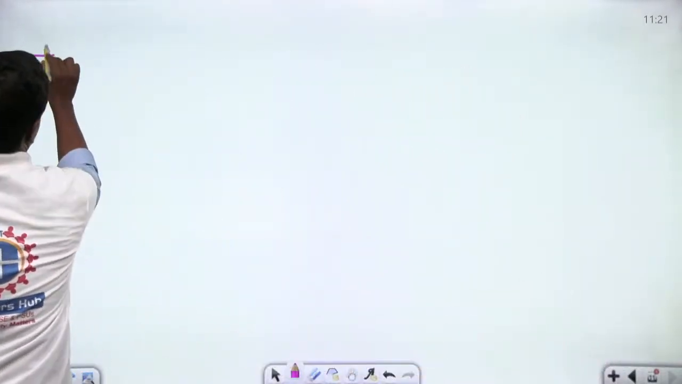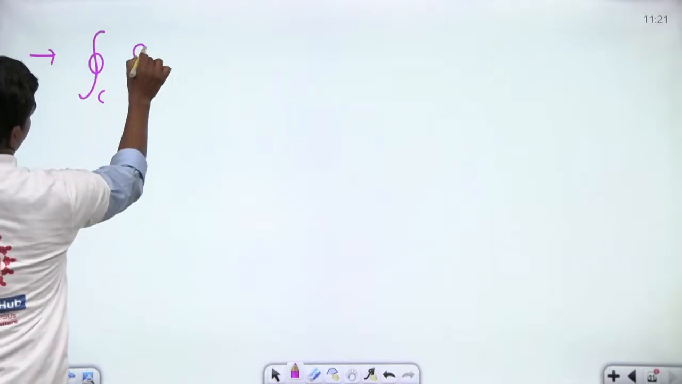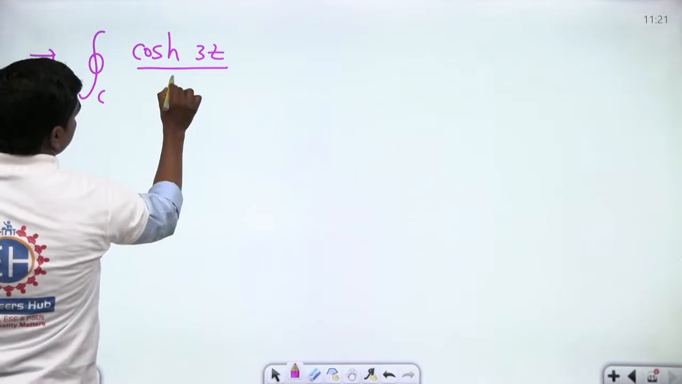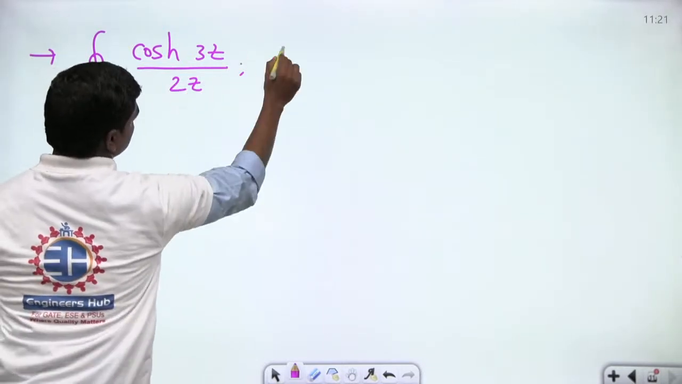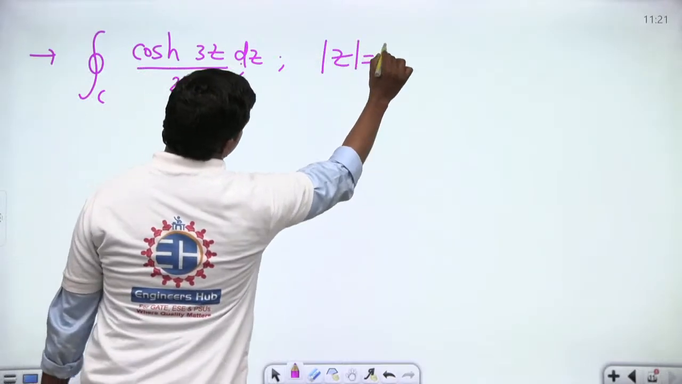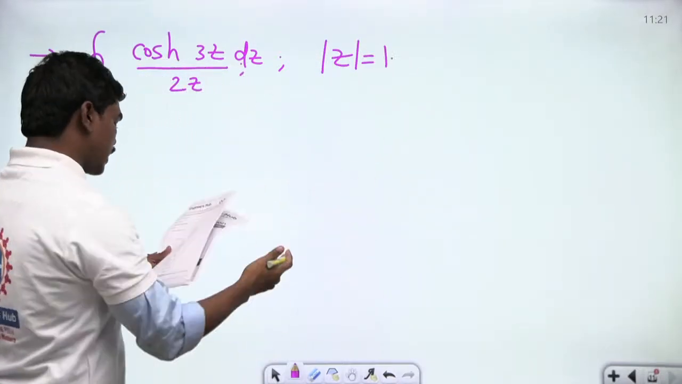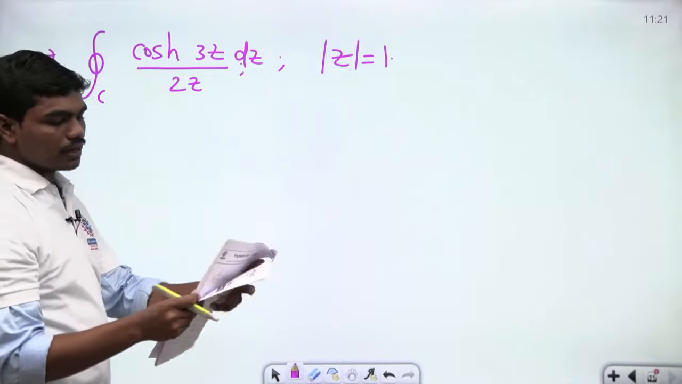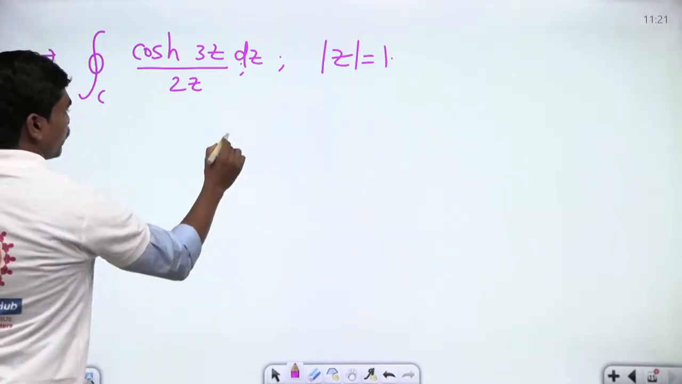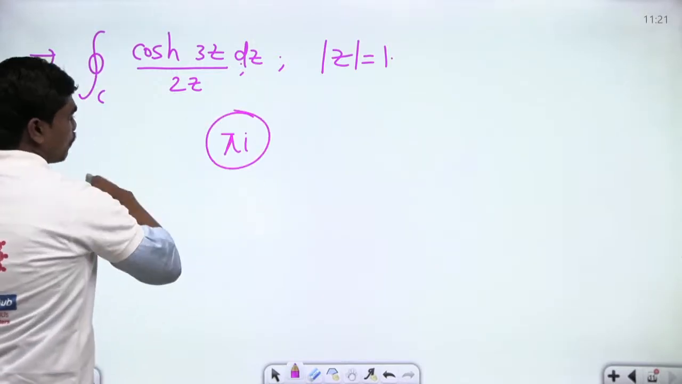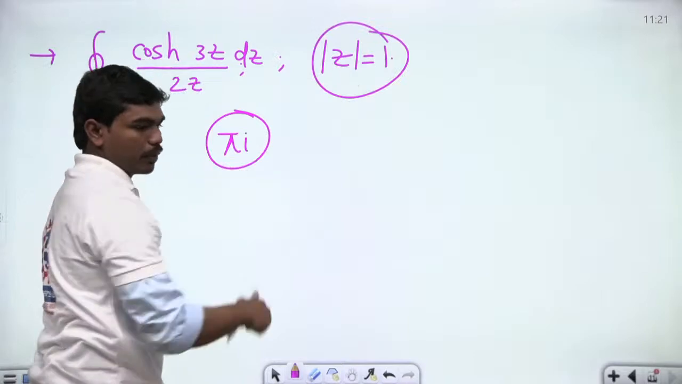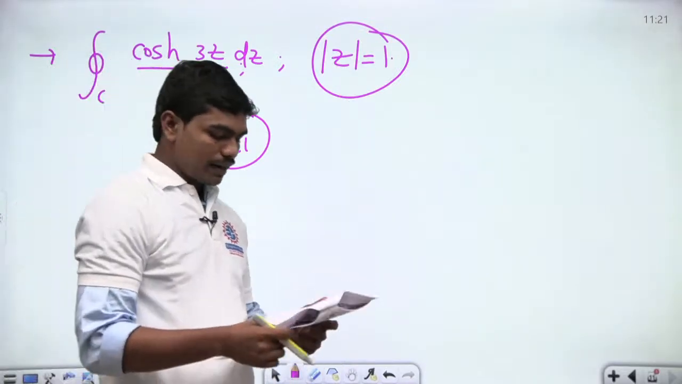They have given you one more question from mathematics. Cyclic integral over C of cosh 3z divided by 2z, with dz, and this integral has to be evaluated along the unit circle. If you solve it by using the residue theorem or by simple expansion of cosh 3z, you'll end up with the answer pi times i. So pi i is the value of this integral when evaluated along this path.